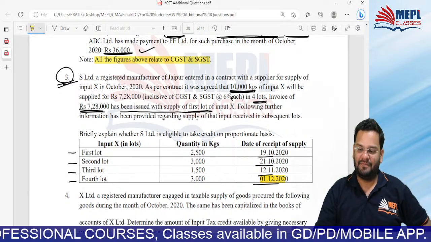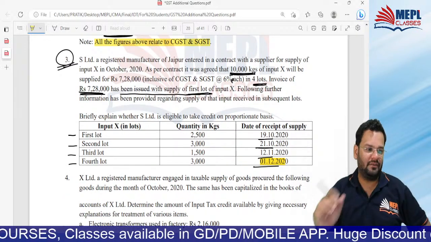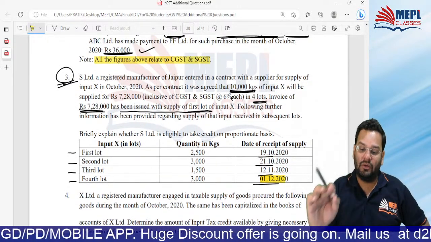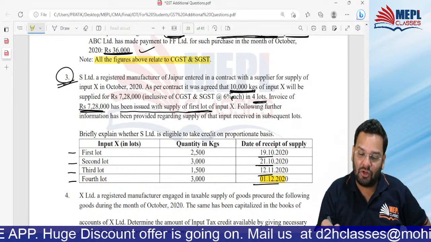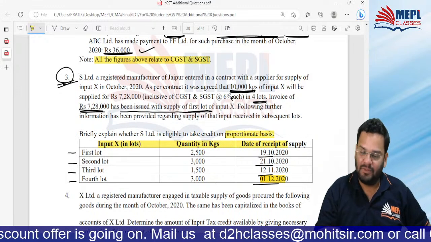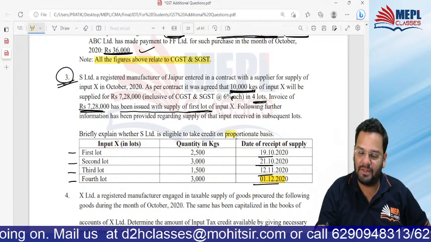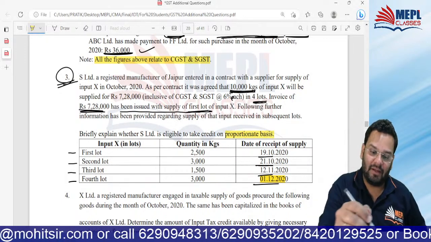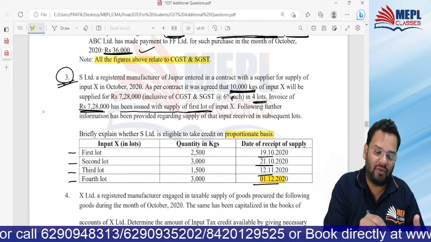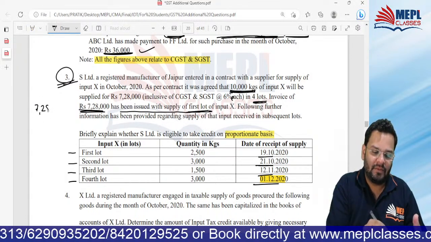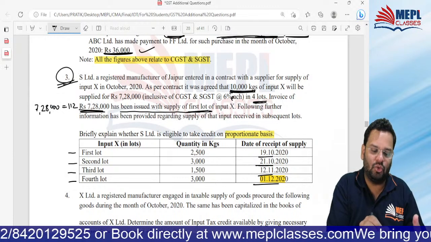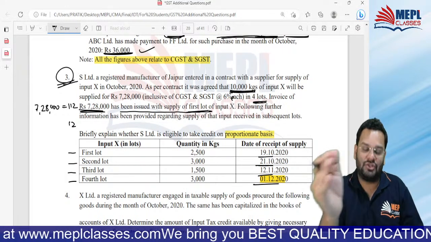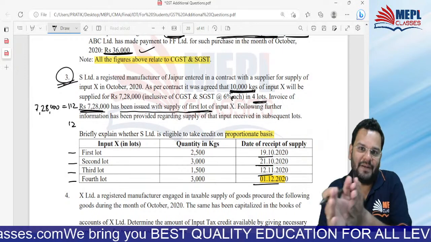Agreed? Did you get the point? Entire ITC you can claim only on 4th December. Can you take any ITC on a proportionate basis? You cannot take any ITC on any proportionate basis. Agreed? You can directly take the entire ITC. Calculate the figure. How much is the ITC? 728 is equal to 112. Why 112? 6% each. So 100 plus 6 plus 6.